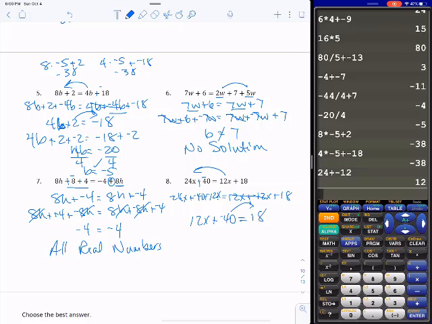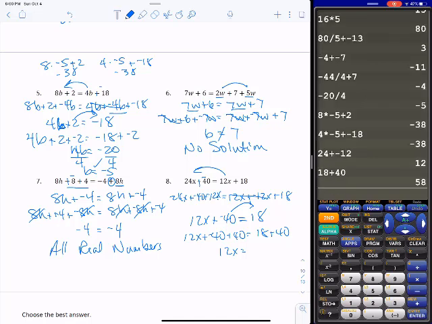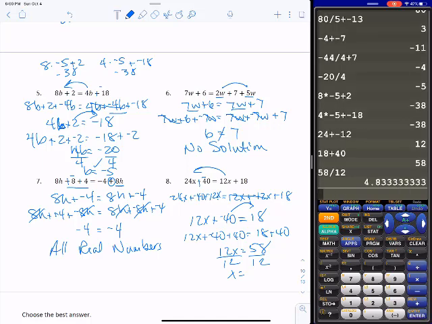So now I move the negative 40 over, so 12x plus negative 40 plus 40 equals 18 plus 40, so 12x equals, and then I come to my calculator, 18 plus 40, I end up with 58. And then I divide both sides by 12, and x is equal to 58 divided by 12. Uh-oh, it gives me a really ugly answer. 4 and 8.33333333.